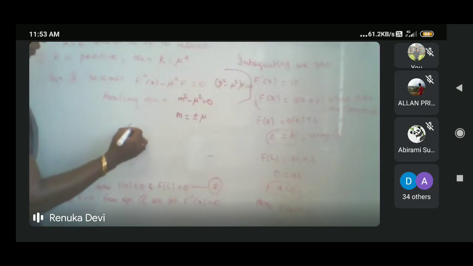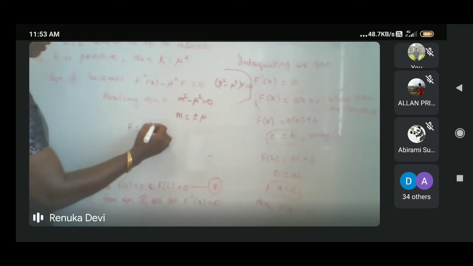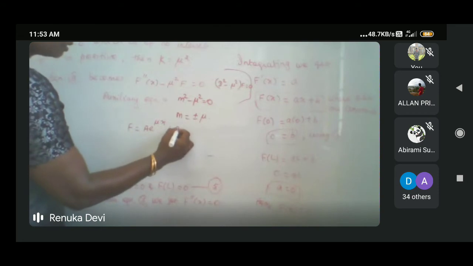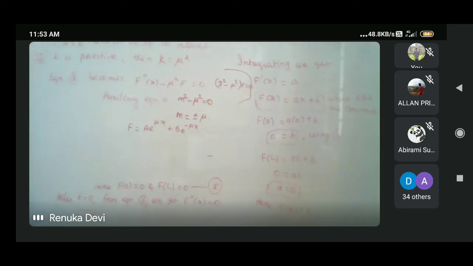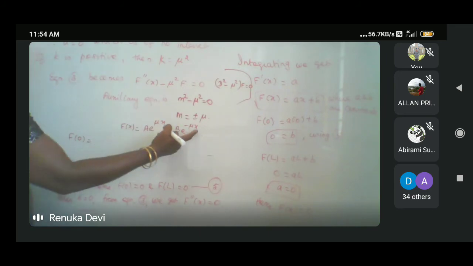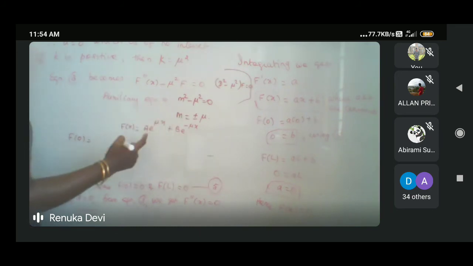Therefore, f is equal to a e power mu x plus b e power minus mu x, where a and b are constants. Now we use the initial condition, that is equation 5. So what is f of 0? Actually this f is f of x. What is f of 0? You put x equal to 0. e raised to 0 is 1. Therefore a plus b.